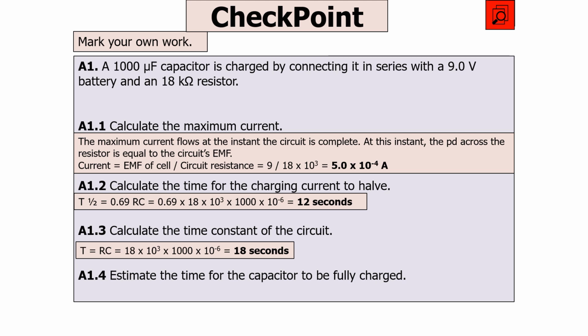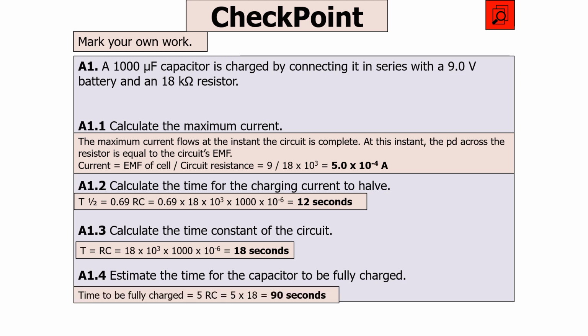Now you've also got to remember the fact that we assume a capacitor to be fully charged or discharged after 5 time constants. So you multiply your time constant by 5, so it's 90 seconds.